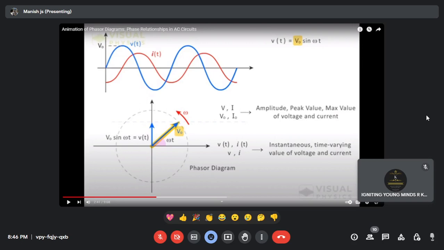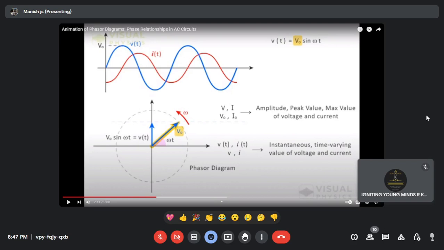Have you wondered why? That is because V naught is the peak value. Whenever you say peak value, you know it is maximum, right? That's the reason the arrow mark is big. The arrow mark is small for just V of t, because it is not the peak. It is just an instantaneous value. It's just a general explanation. So that is just the amplitude, the normal amplitude.